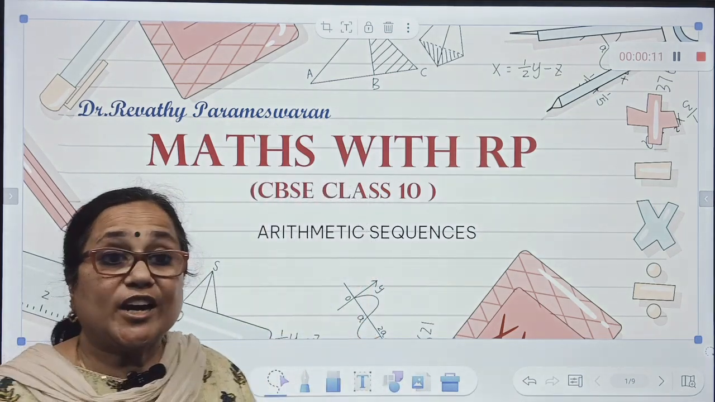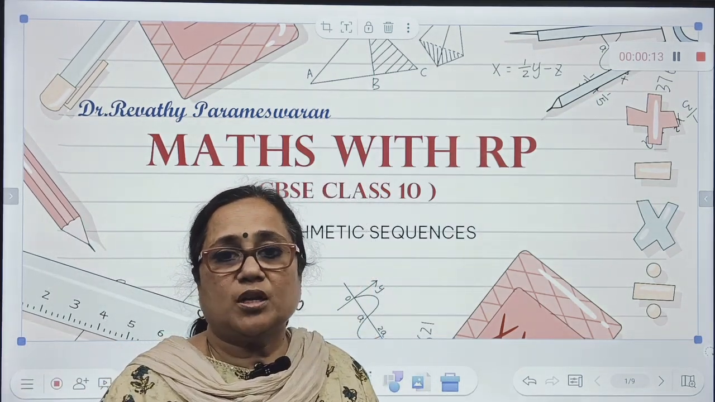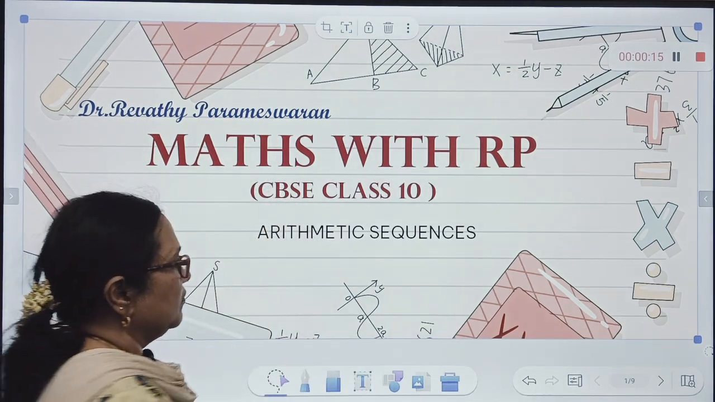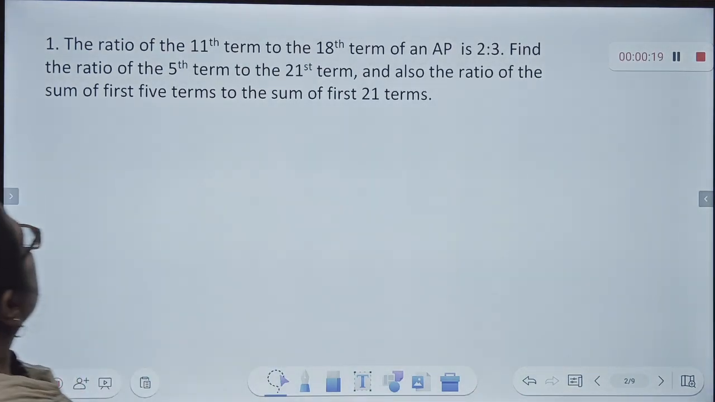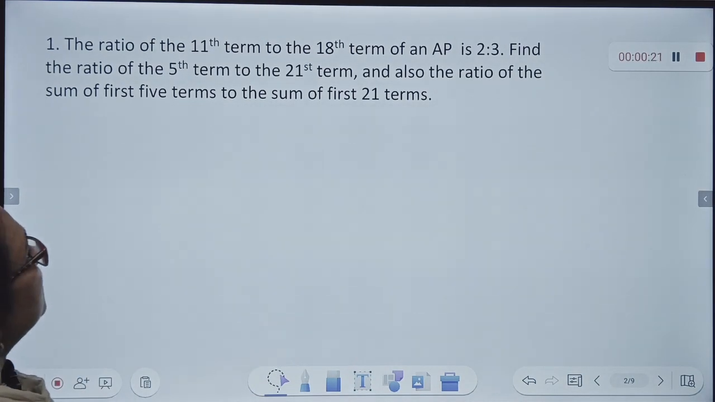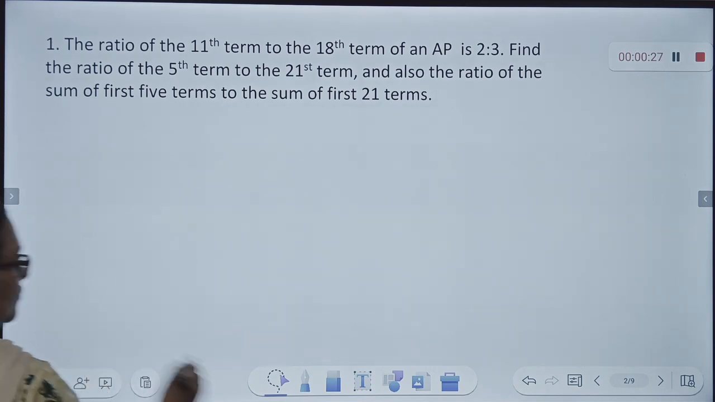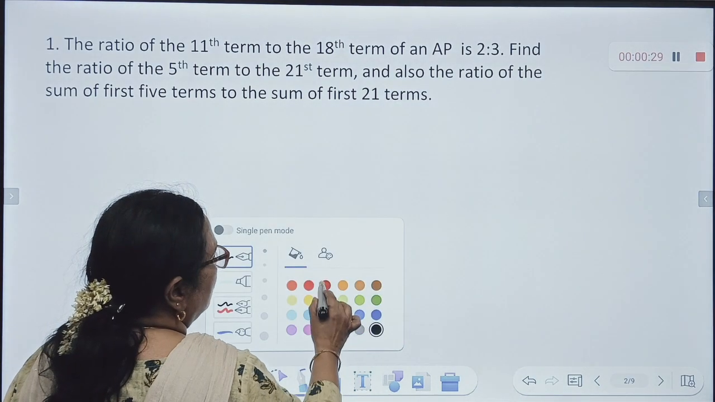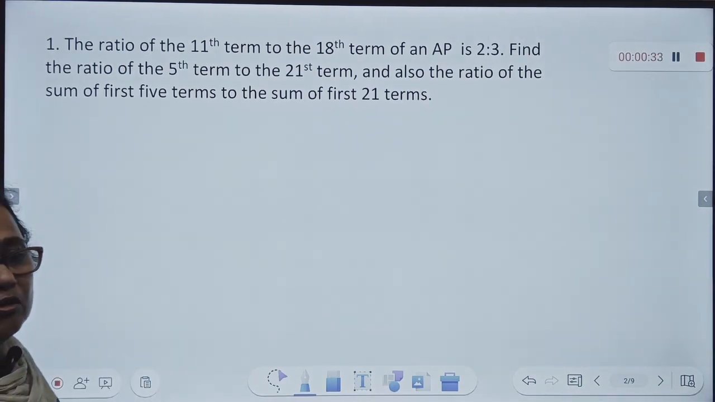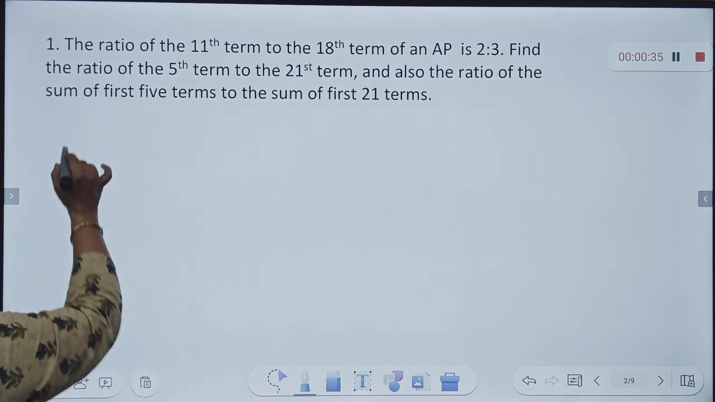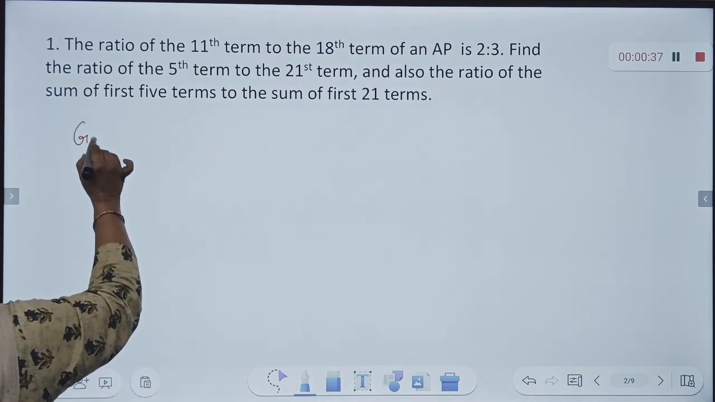Today we are going to continue with problems based on arithmetic progression. The ratio of the 11th term to the 18th term of an AP is 2:3. So what is given? I have always told you, you must first note down what is given and then find out what needs to be calculated. So what is given?